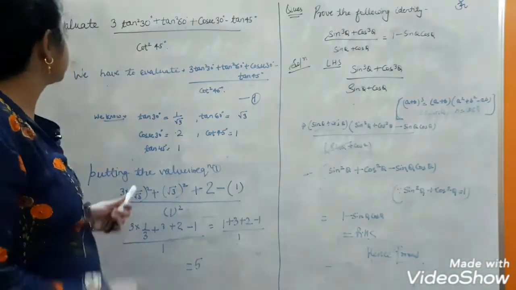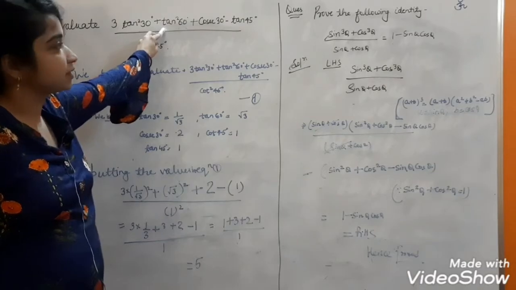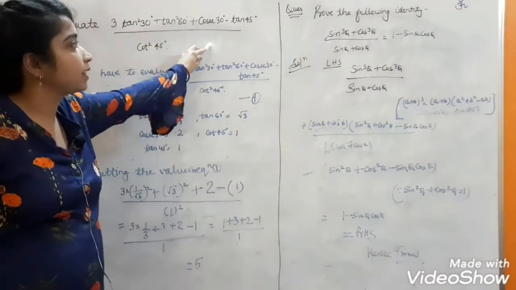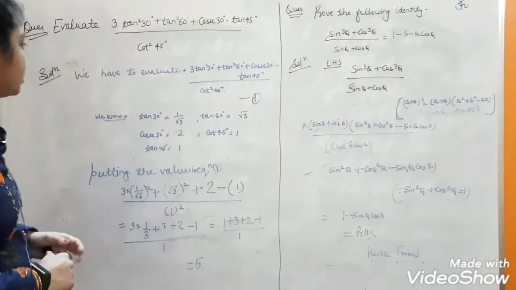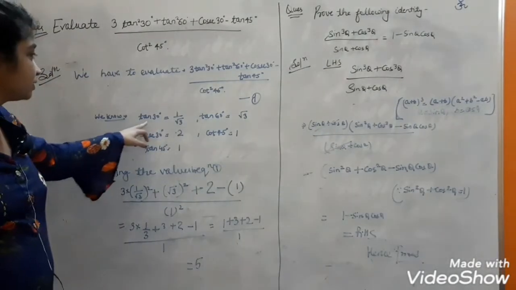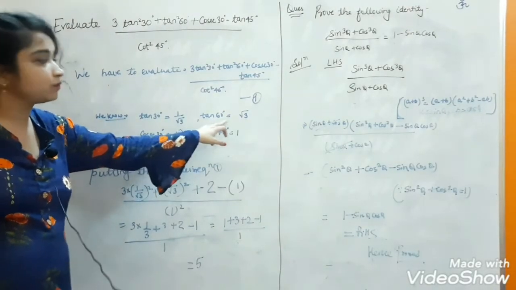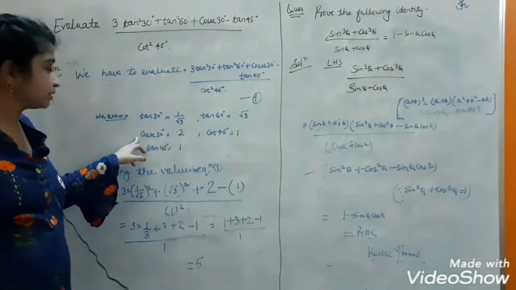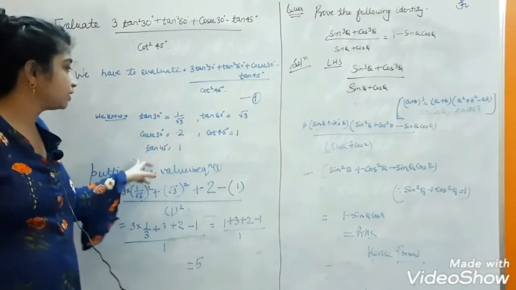Okay, next question is evaluate 3 tan square 30 degree plus tan square 60 degree plus cosec 30 degree minus tan 45 degree upon cot square 45 degree. So what we know are the values. We know that tan 30 degree is equal to 1 upon root 3, tan 60 degree is equal to root 3, cosec 30 degree is equal to 2, cot 45 degree is equal to 1 and tan 45 is equal to 1.